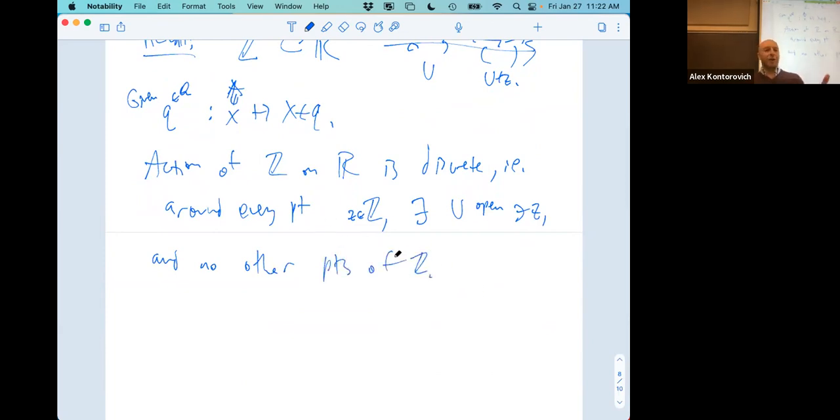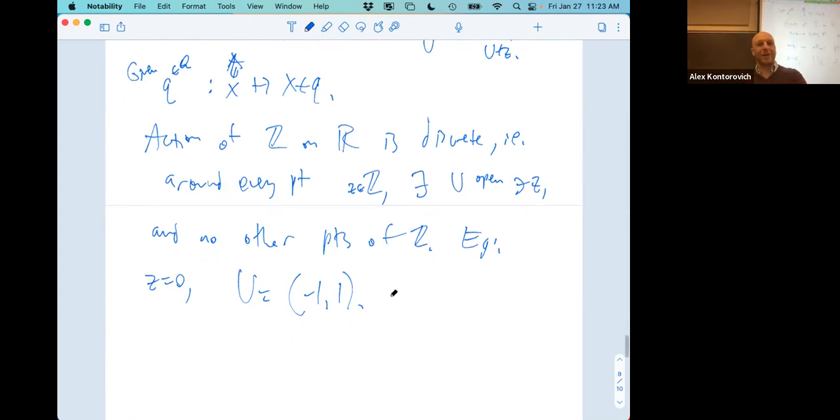What can I take? Because Z is a group, I may as well do this at the origin. For example, I take z equal to 0. What can I take to be an open set around 0 that doesn't contain any other integer points? Negative 1 to 1, yeah, or minus a half to a half. Negative 1 to 1 is the biggest set I can take around 0 that won't have any more lattice points in it. A half is a nice fundamental domain for that action. We'll get to that in a second.